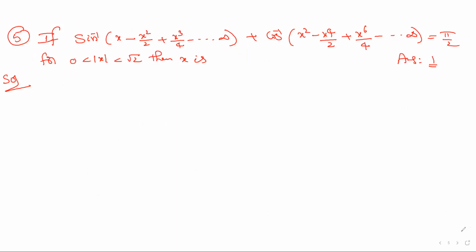Okay, now I'm going to explain question number 5. If sin inverse of (x minus x square by 2 plus x cube by 4 minus and so on to infinity) plus cos inverse of (x square minus x to the power 4 by 2 plus x to the power 6 by 4 minus and so on to infinity).